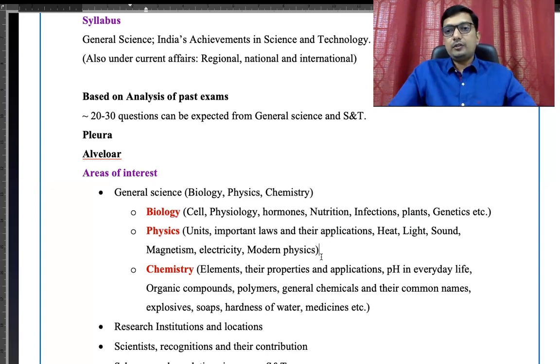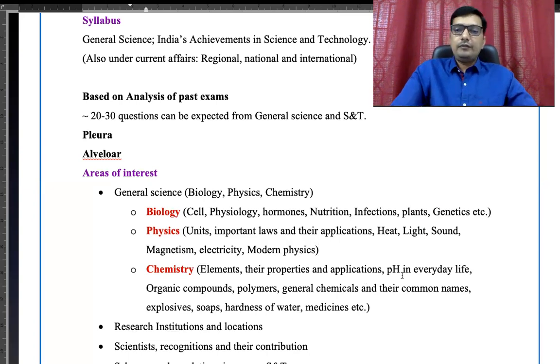Gases that caused problems in the past, like methyl isocyanate during the Bhopal gas tragedy, or more recently the LG Polymers incident in Visakhapatnam. So those types of things can be asked in the exam, and their properties, applications, etc. are important. The lightest gas, the gas used in oxygen cylinders along with oxygen, the gas used in filling the tubes of aeroplanes, xenon lamps, etc. Those types of things can be asked in the exam.